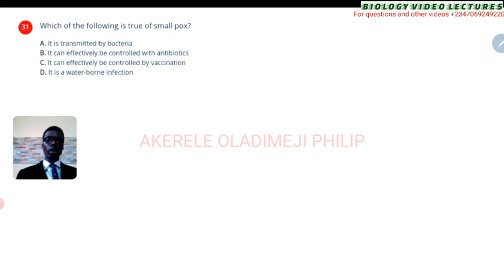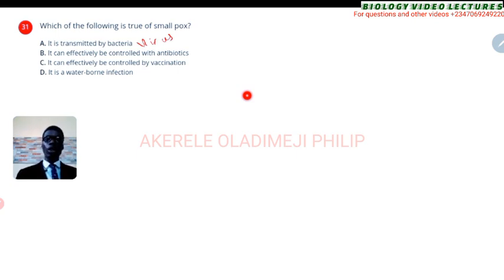Which of the following is true of smallpox? It is transmitted by bacteria. No. It is transmitted by viruses. I want you to remember that, please. And for that reason, it can be effectively controlled by antibiotics. That is no. You don't use antibiotics for viral disease. You only use antibiotics for bacterial disease. So option B is also wrong.